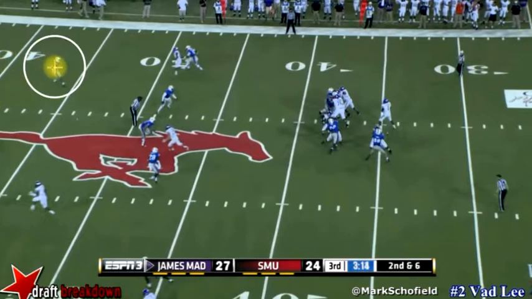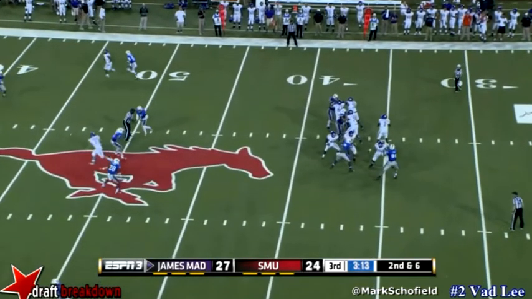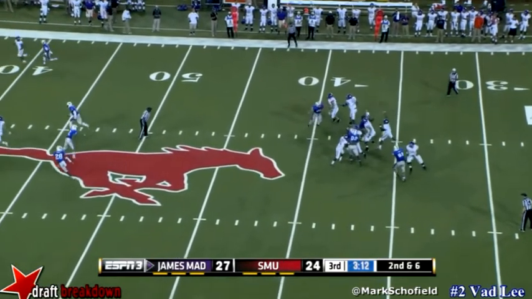Watch what happens to this safety. Lee comes and looks now, for a second time, at the tight end. Safety's trying to split these two routes. That tight end is now coming this way. The safety knows it. But Lee also knows that the safety knows it. Safety's going to jump the tight end. Watch what Lee does.